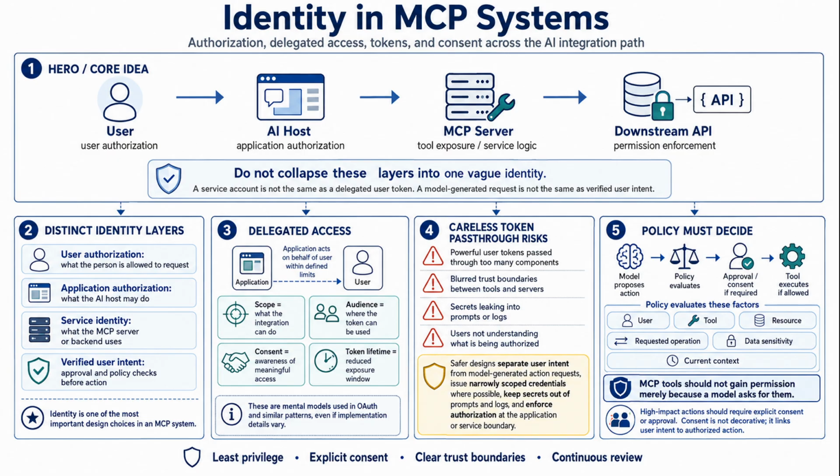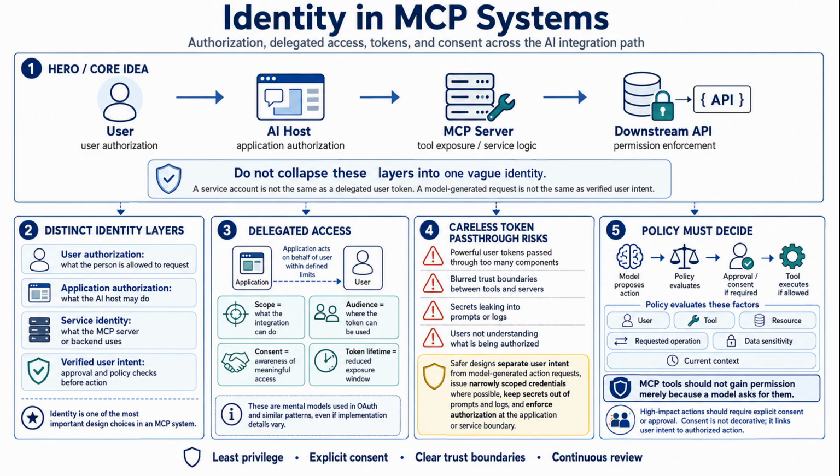Careless token pass-through can blur trust boundaries. If a powerful user token is passed through multiple components, tools, or servers without clear policy, components may gain access they do not need and users may not understand what is being authorized. Safer designs separate user intent from model-generated action requests, issue narrowly scoped credentials where possible, keep secrets out of prompts and logs, and enforce authorization at the application or service boundary.